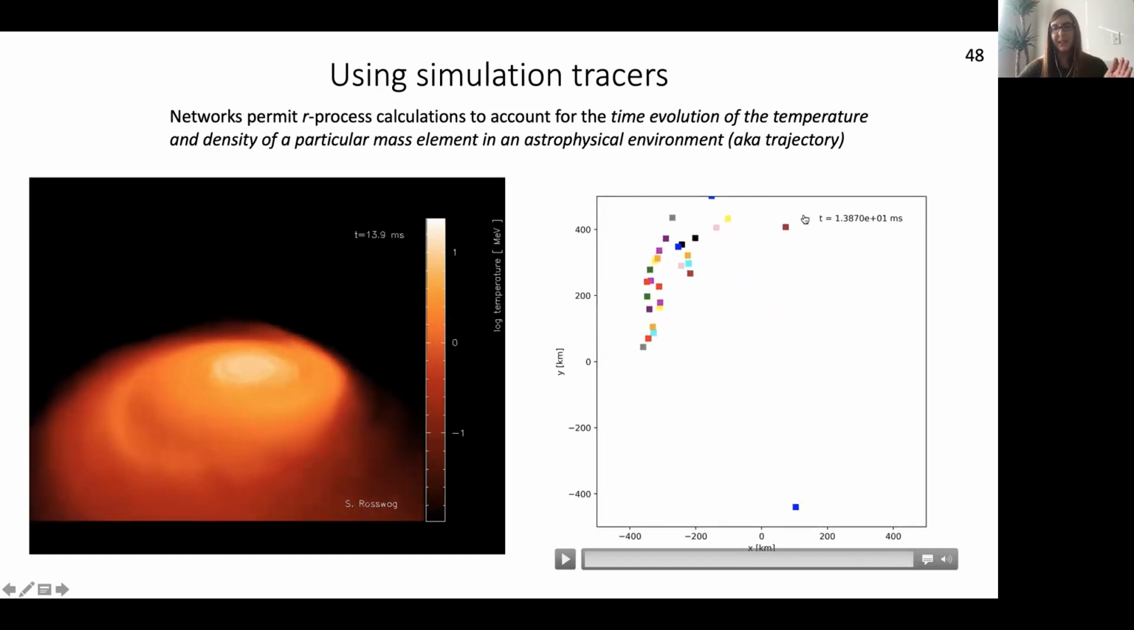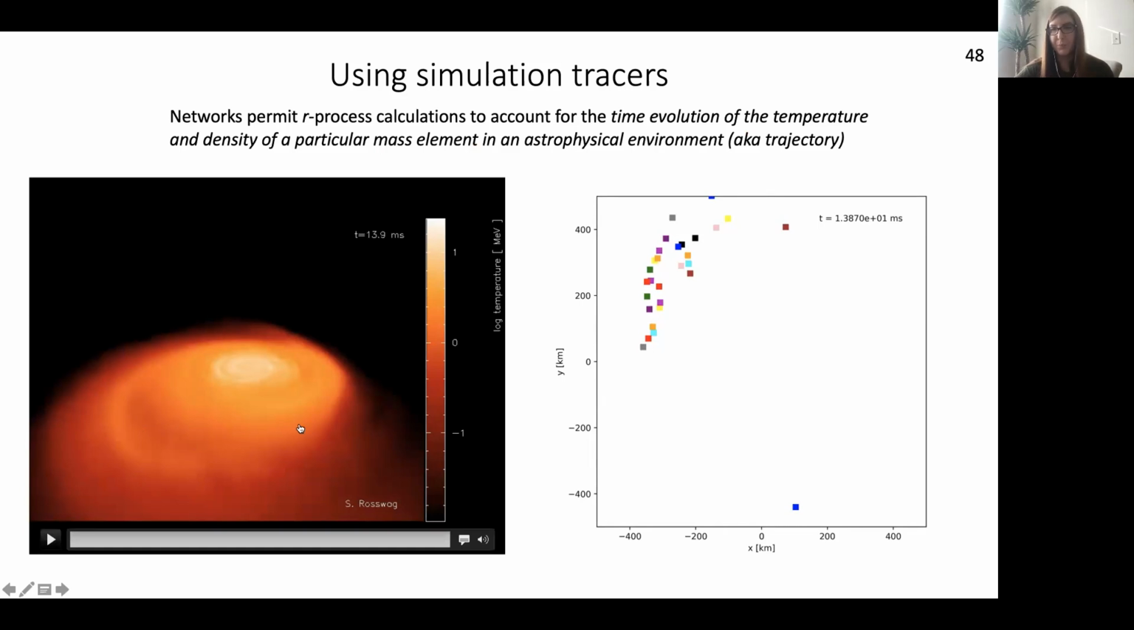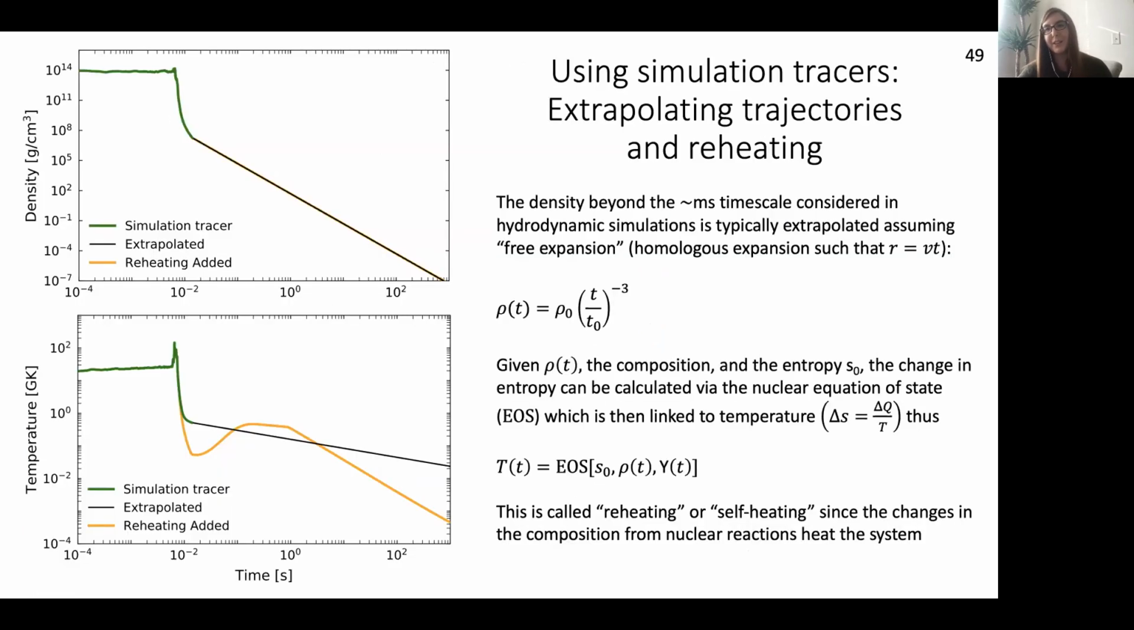Now you're also going to see that the simulation ends on the order of milliseconds. These hydrodynamic simulations are very, very expensive. They tend to only run them to tens of milliseconds. So to do our r process calculations, as you just saw, we need to go on the order of seconds or longer if you want to look at the longer time evolution of abundances. So we have to extrapolate those trajectories. We have to take what we get from simulation and extrapolate beyond the hydrodynamic simulation information that we're given.